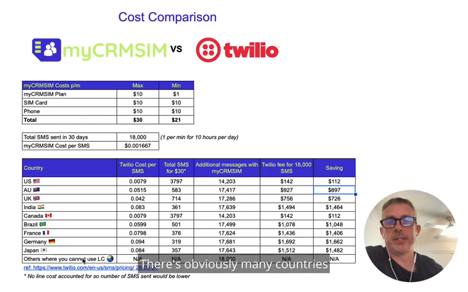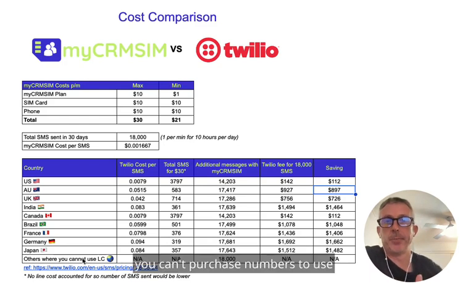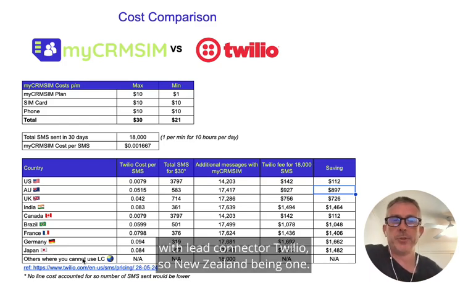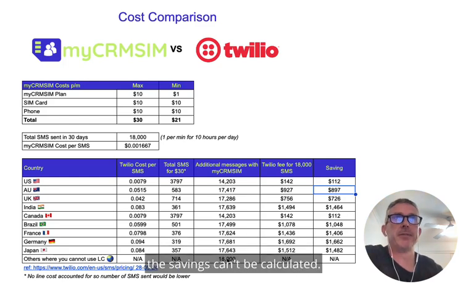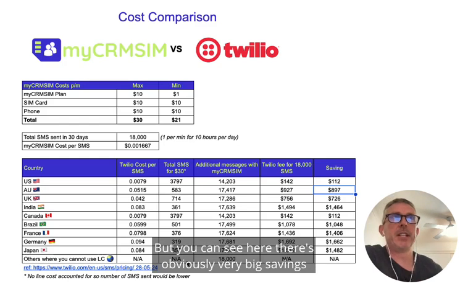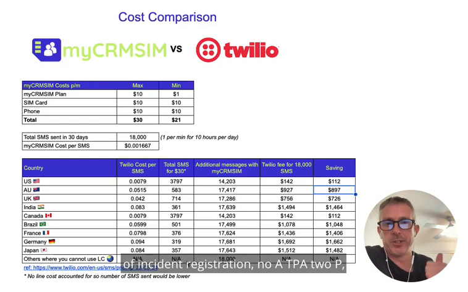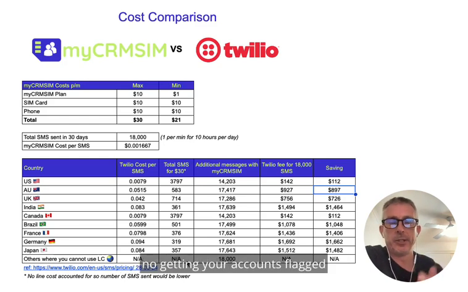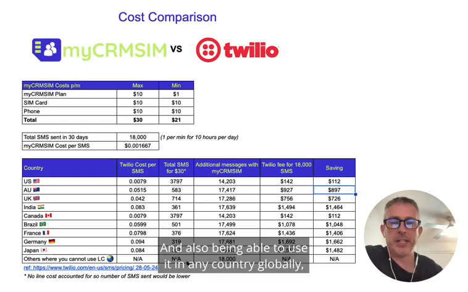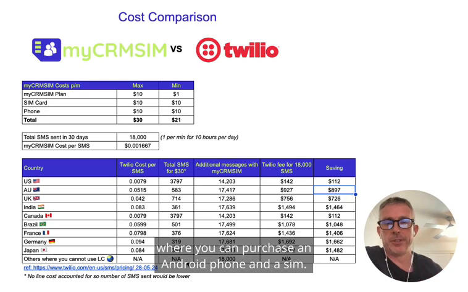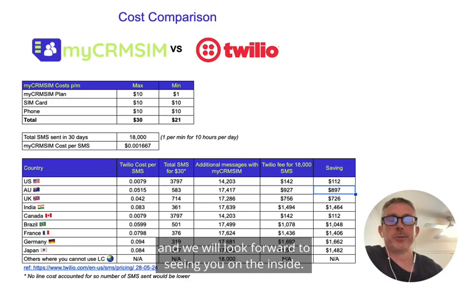And that doesn't even count that there are obviously many countries where you can't even use lead connector, so you can't purchase numbers to use with lead connector or Twilio. New Zealand being one. So obviously if you can't even send SMSs, the savings can't be calculated. But you can see here, there are obviously very big savings to be made on top of the benefits of instant registration, no A2P, no getting your accounts flagged and taken down if you use a wrong word, and also being able to use it in any country globally where you can purchase an Android phone and a SIM. So hopefully that makes sense, and we will look forward to seeing you on the inside.